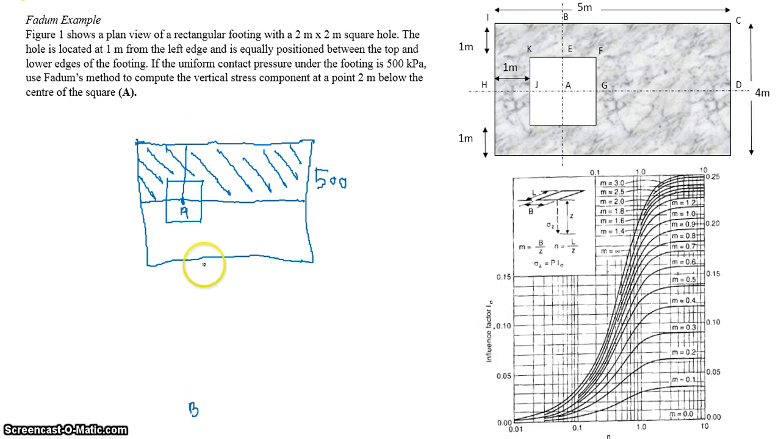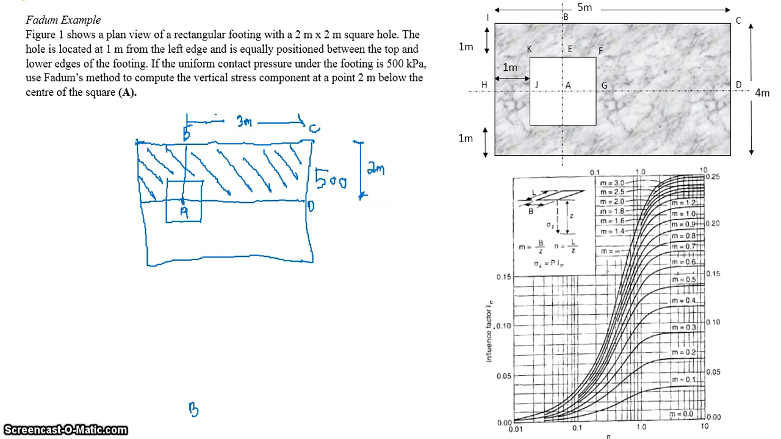So here is B, C, and D. So we need to define, let's say this is the biggest one, so I would like to start with this one first. So what is the length? Of course 5 meter minus 1 meter here and also 1 meter here. So this is 3 meter in distance. And for the width, it is 2 meter.